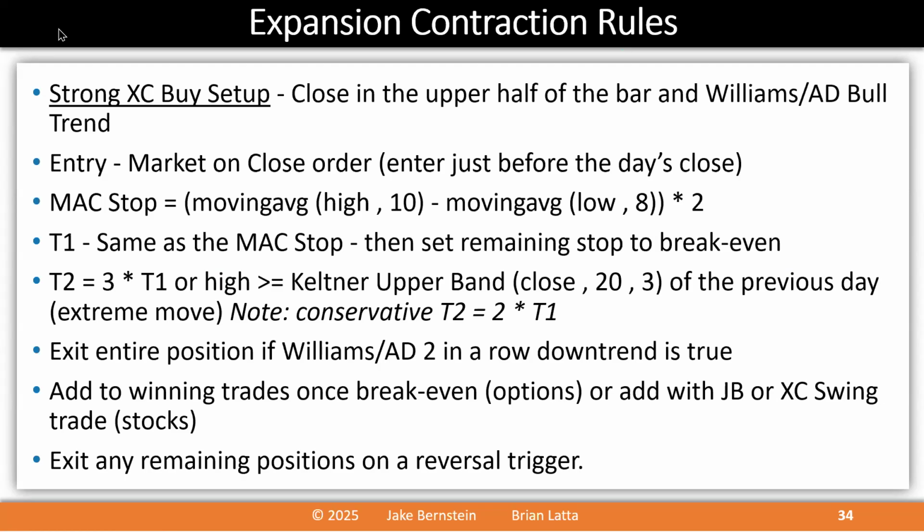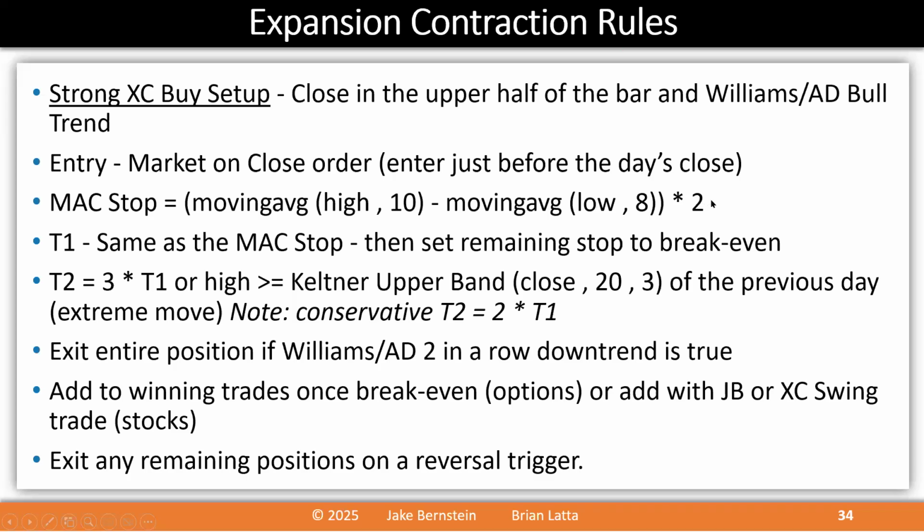So again, I'm leaving this on here because this is a strong buy setup. That would be the large green buys that you saw, and the rules that go around this, including the entry, just a market on close. We're getting in just before the day's close, with the moving average channel stop, which is one of Jake's rules. This moving average channel is the 10-period simple moving average of the high. And the stop is just subtracting the 8-period simple moving average of the low, which is Jake's moving average channel. That's what MAC stands for. And we're just multiplying that too.